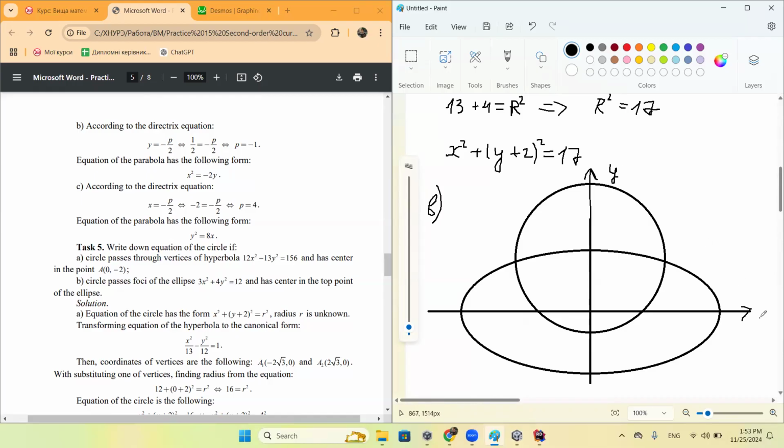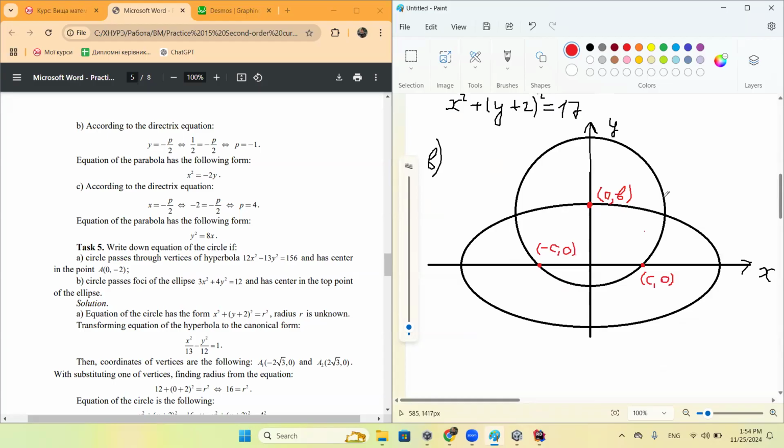So we need to find, so write down the points that we need. This is the center. It has coordinates 0 and b. We will find b just with transforming the equation of the ellipse to canonical form. And here we have points minus c, 0 and c, 0. So we need to find first of all b and c, and after that we will find the radius.